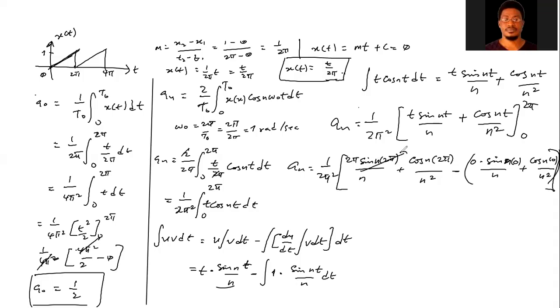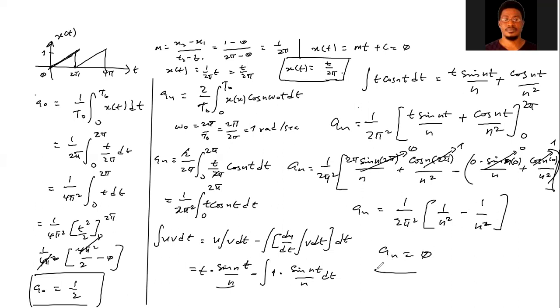So this will give us 0 sin 2π, which is sin 360. Now this is going to give us 1. This is going to give us 0, and this is going to give us 1, right? So this will now give us a_n equal to 1 over 2π squared into bracket 1 over n squared minus 1 over n squared. Minus times plus, and this minus this will give us 0. So it means a_n is the same as 0.